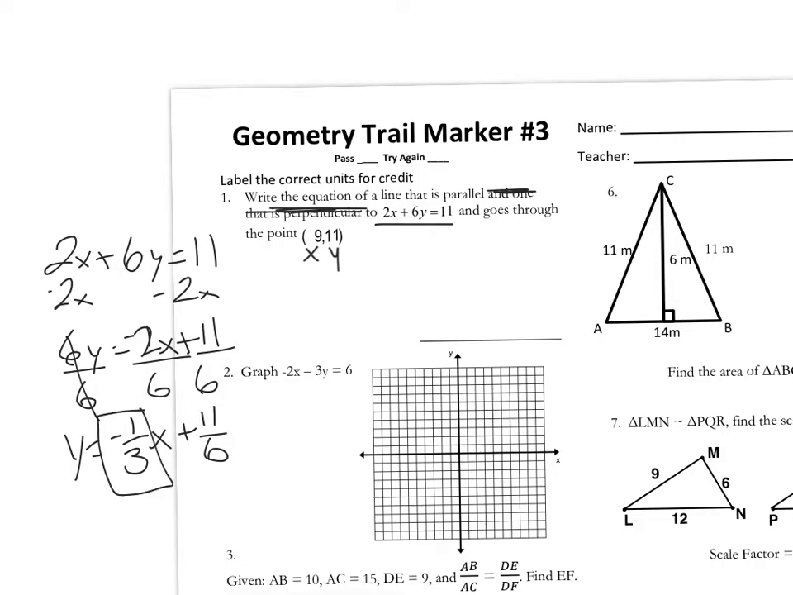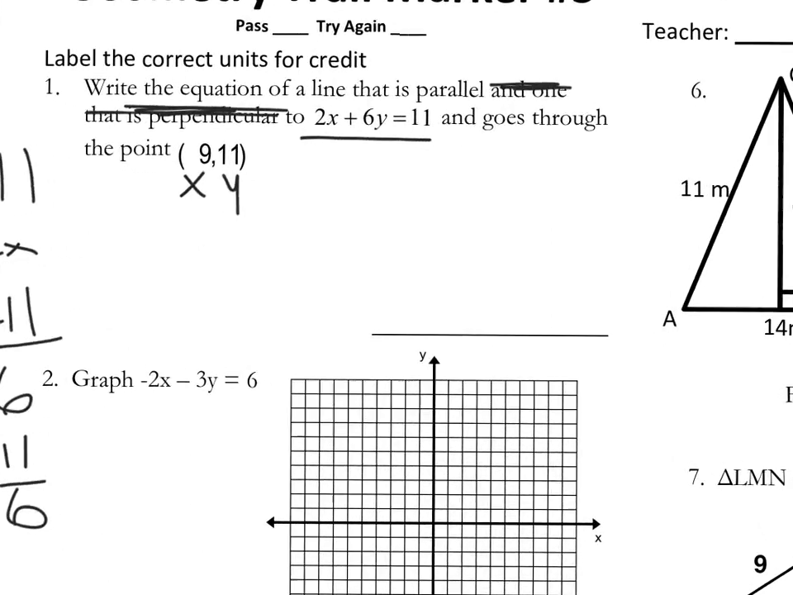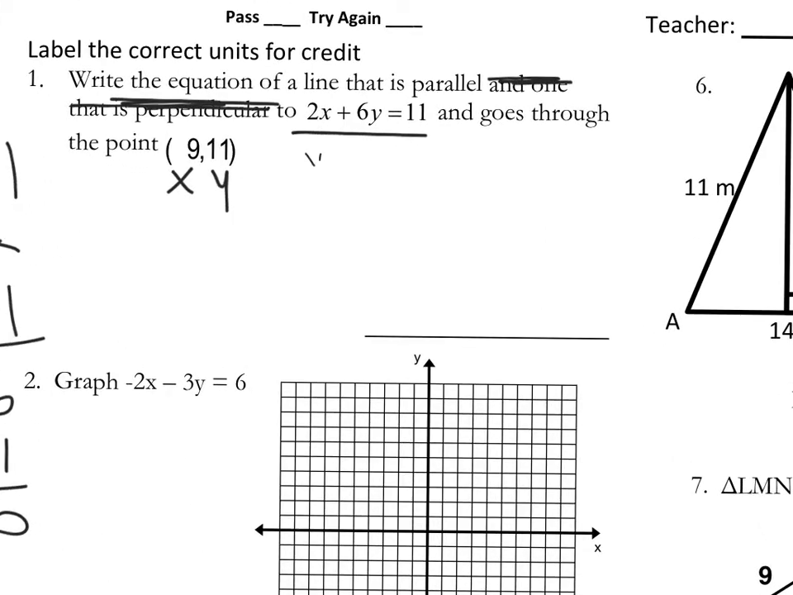Well, that 11/6 looks like it's a tough number to deal with, but remember, all we need is the slope. Okay, so once we have the slope, which is negative 1/3, we can use that slope to solve for b. Since the equation has the same slope, that's what parallel means. So we're going to plug in 9 and 11 for x and y, and then solve for b.